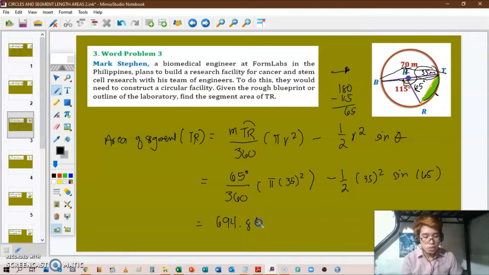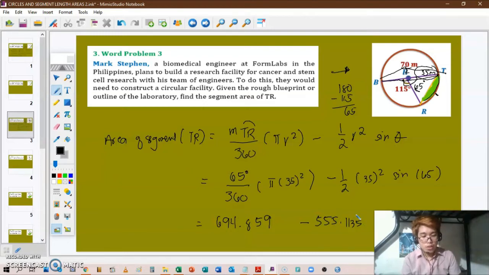694.8. Let's use 859. There you go. And then we have to minus 35 squared divided by 2, and then multiply that to sine of 65. So that's going to give us 555.1135.